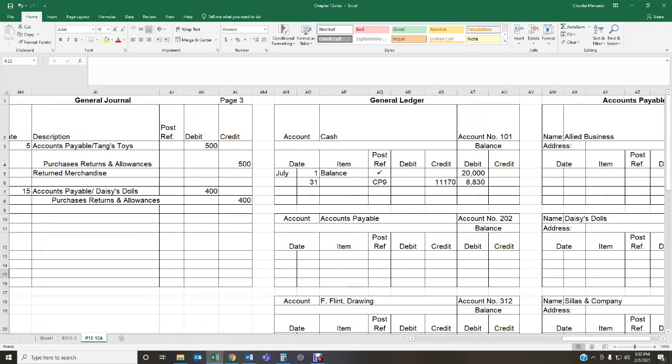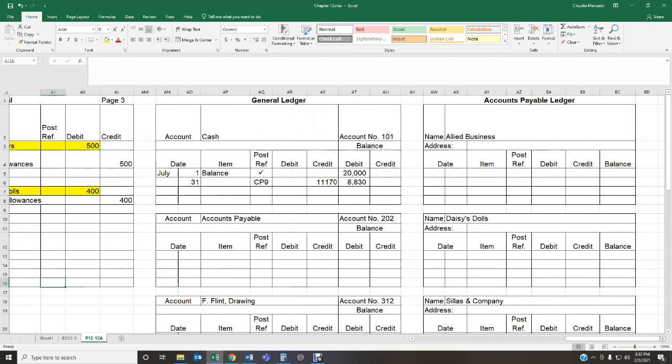Now, what about my accounts payable? So let's look at our accounts payable. We're going to locate the transactions that affected my accounts payable. And here we have two transactions, one on the 5th and one on the 15th. So I'm going to copy that information over, and this deals with your accounts payable.